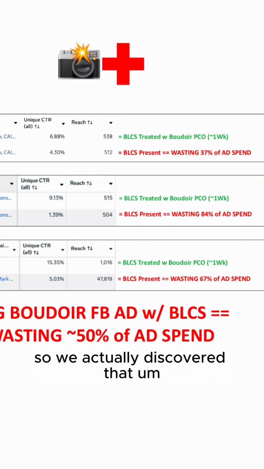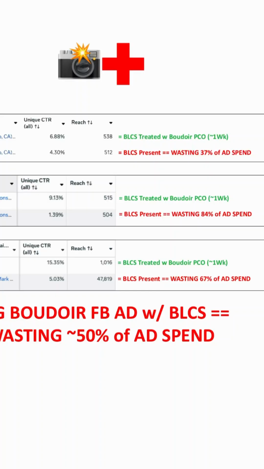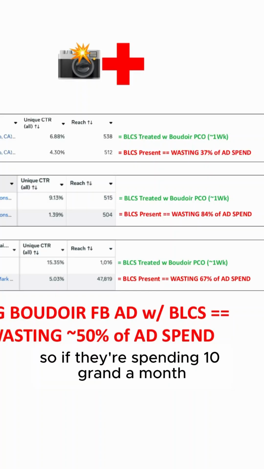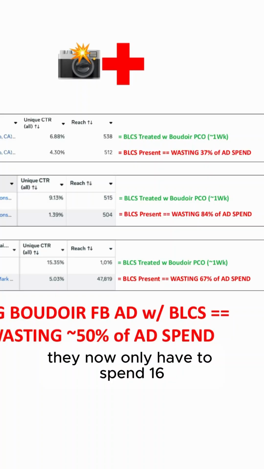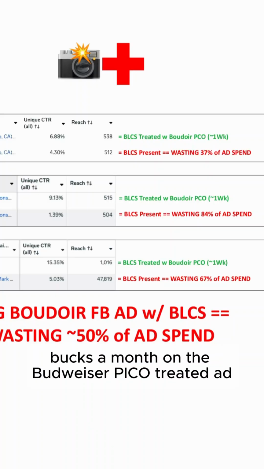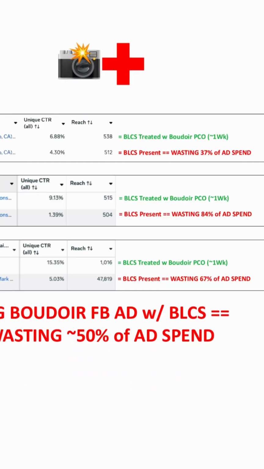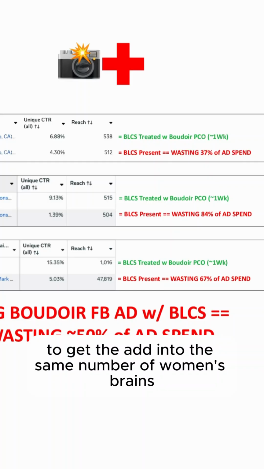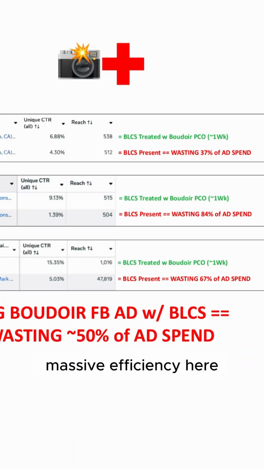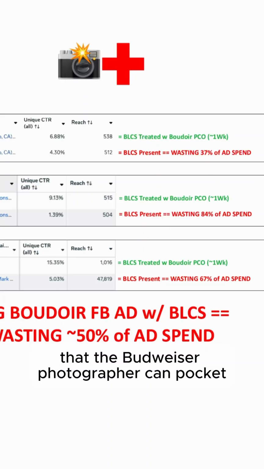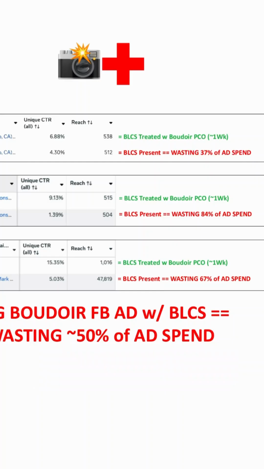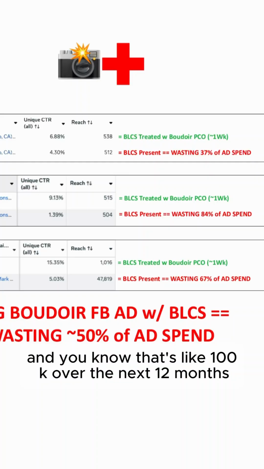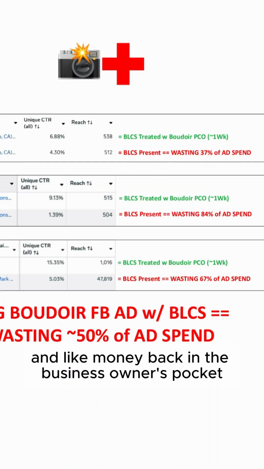So we actually discovered that the original was wasting 84% of ad spend. So if they're spending 10 grand a month on the original boudoir Facebook ad, they now only have to spend $1,600 a month on the boudoir Pico treated ad to get the ad into the same number of women's brains. So, massive efficiency here. It's $8,400 a month, literally, that the boudoir photographer can pocket as kind of like a phantom profit, phantom bonus, by simply not having to burn it. And that's like 100K over the next 12 months in money back in the business owner's pocket.